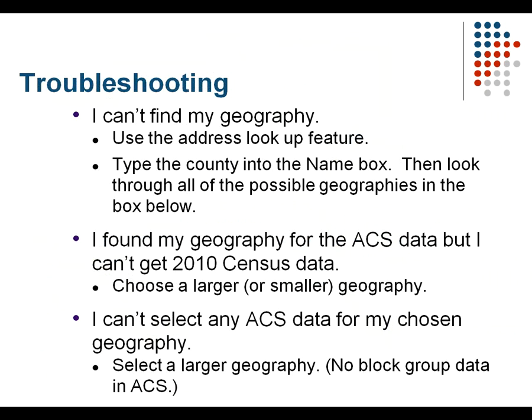Trying that address feature lookup will really help to see what your options are. If all else fails, you can just type the county name into the name box under geographies, and the Census Bureau will show you all of the geographies within that county. I mean, there might be 100 of them, but at least you can start looking.